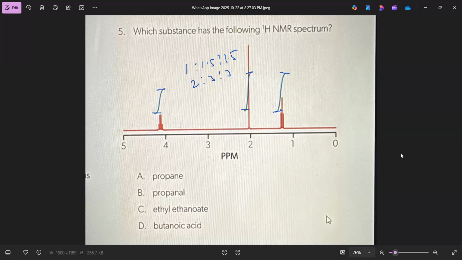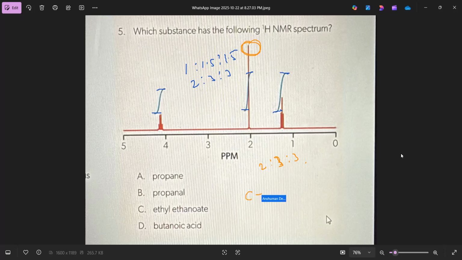See over here, how many hydrogen environments do you have? 3 hydrogen environments. And what is the ratio? 2:3:3, right? And we know that this is a singlet. Can you see this? Understood this part? This is a singlet.